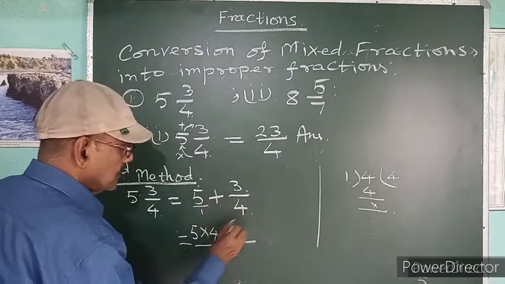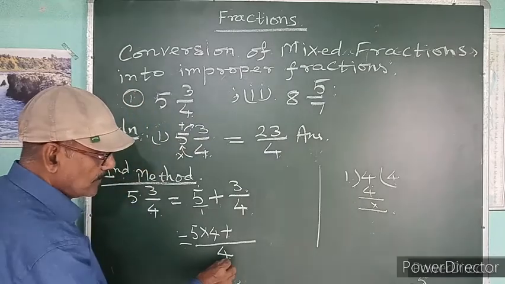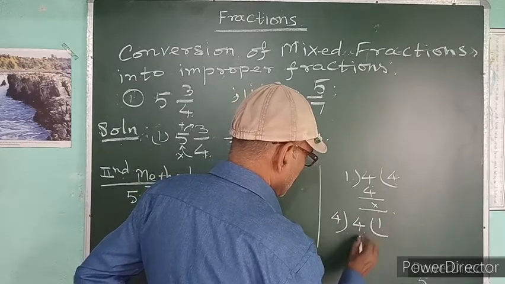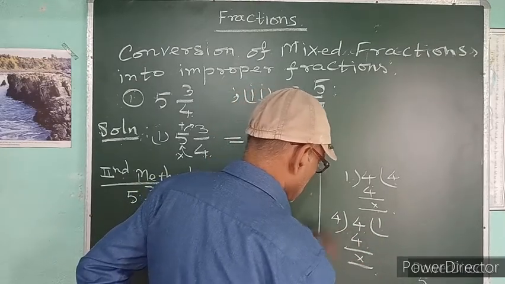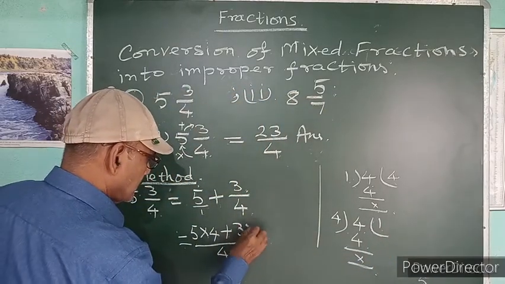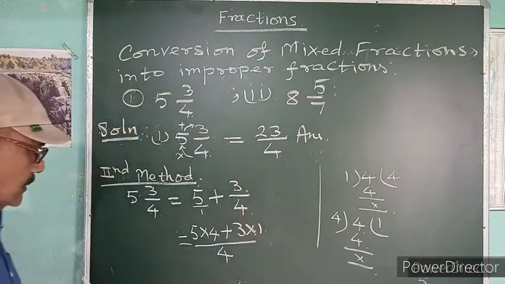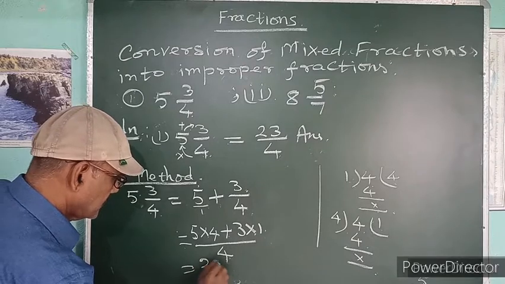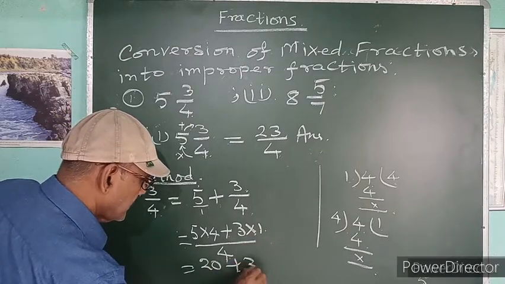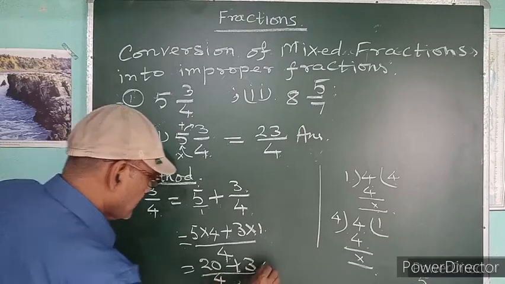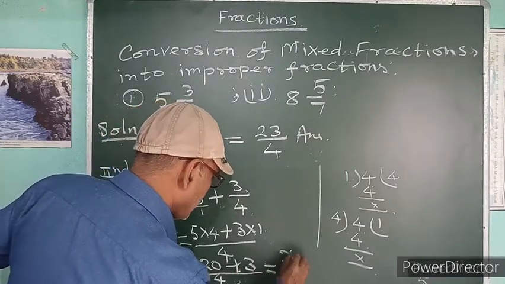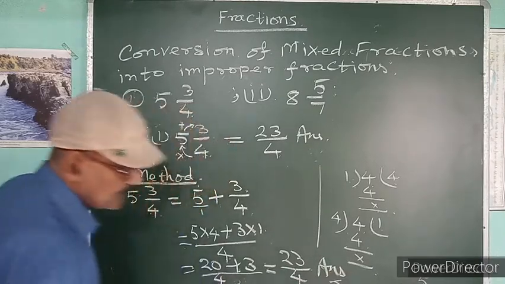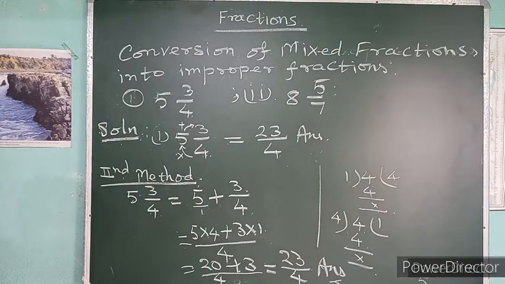Now you multiply 5 into 4. Then add. Then now again divide this LCM by 4. This denominator 4. 4 1s are 4. 1 time. So multiply 3 by 1. After this, you just multiply 5 into 4, which is 20, plus 3 into 1, 3 upon 4, which is equal to 20 plus 3, 23 by 4. This is the first sum.